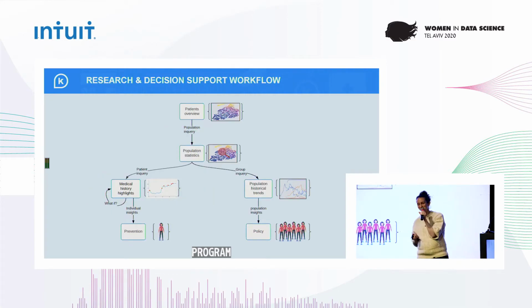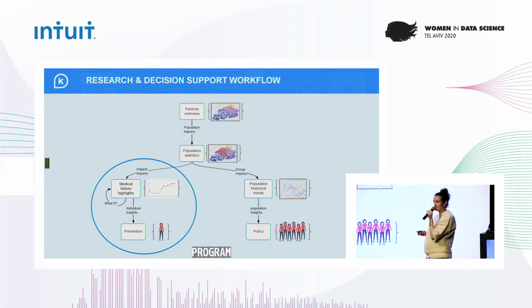So we devised the following research and decision support workflow. First, we use the patient representation to get a patient overview of our cohort, and then we'll be able to choose a specific subpopulation of interest and get statistics on it. For example, how the age and gender vary in this subpopulation. If we see this subpopulation is interesting to us, we can also add model statistics, and by that I mean which of the medical records were important for assessing a specific risk score. From that, we can get population insights and also build a new policy based on that. If we're interested in looking at a specific patient, we can follow his medical history highlights and from that gain individual insight to try to prevent a future event.